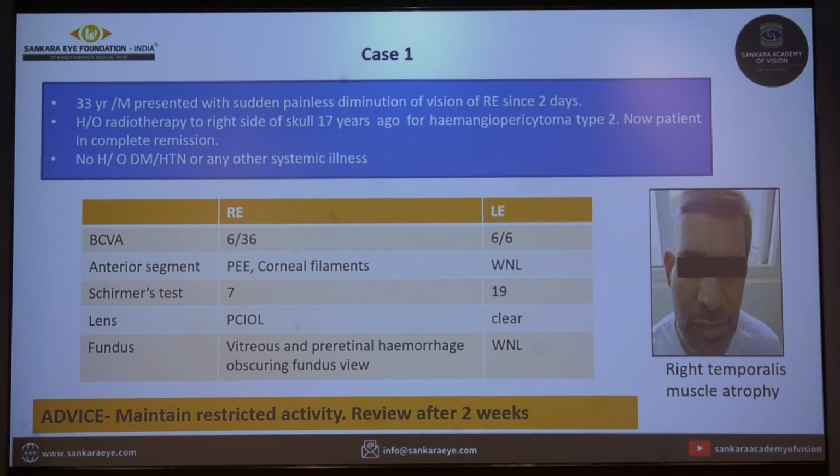On external examination, it showed right temporalis muscle atrophy. On ocular examination, his best corrected visual acuity was 6/36 in the right eye and 6/6 in the left eye. Anterior segment examination of the right eye showed punctate epithelial erosions, corneal filaments. Schirmer test was 7, and it showed posterior chamber intraocular lens, and fundus showed vitreous and pre-retinal hemorrhages obscuring the fundus view. Left eye ocular examination was within normal limit. So at this point, we advised the patient to maintain restricted activity and review after 2 weeks.